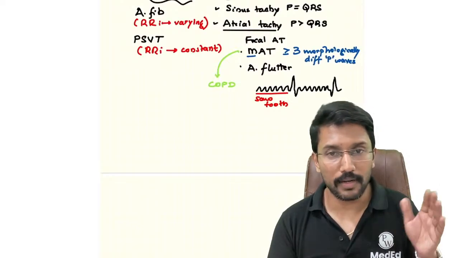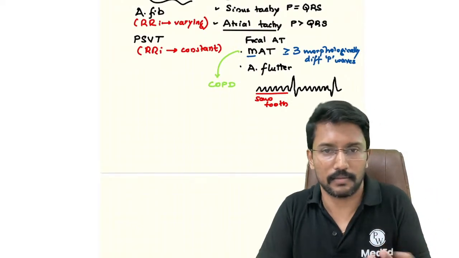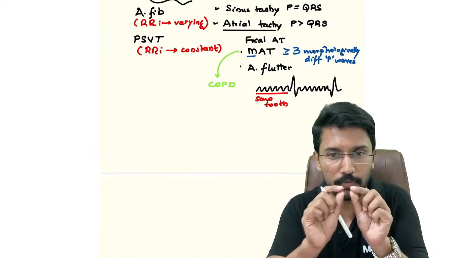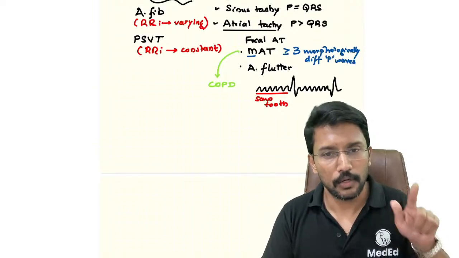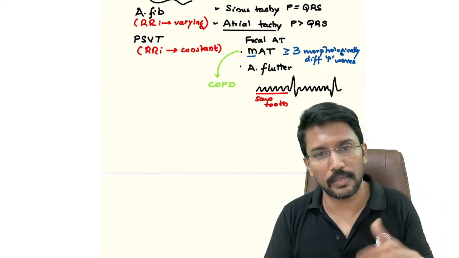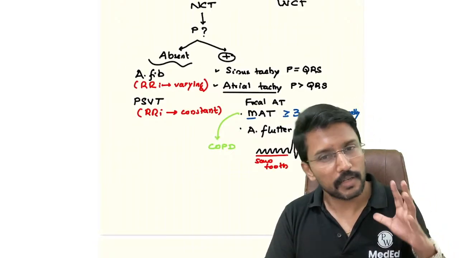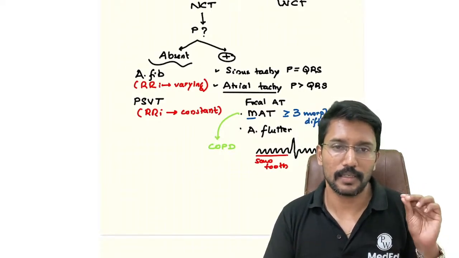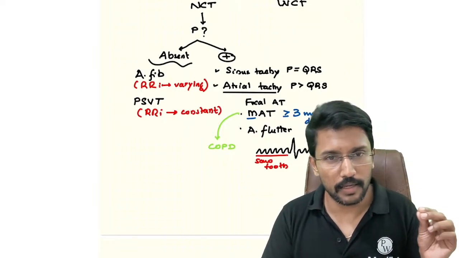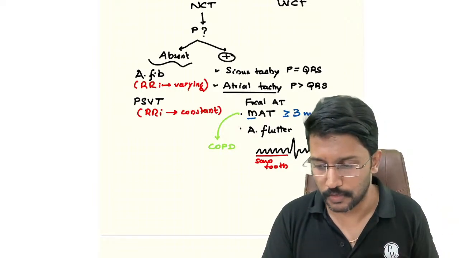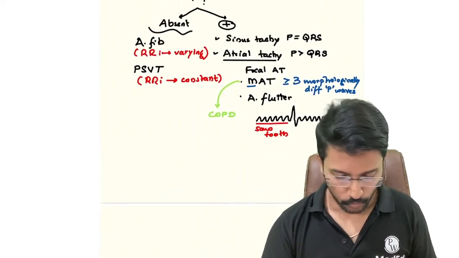If P waves are more in number than the QRS, that is atrial tachycardia. And if you find 3 different looking P waves in any lead, that means you have multifocal atrial tachycardia. And if too many P waves give a sawtooth appearance, then you have atrial flutter. If P waves are absent, take mainly the two important differential diagnoses, that is atrial fibrillation and PSVT. Differentiate between the two by looking at the RR interval. Varying is atrial fibrillation, constant is PSVT. Absolutely, Shubham. It's very true.